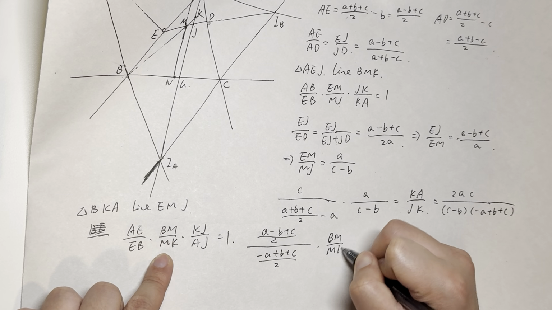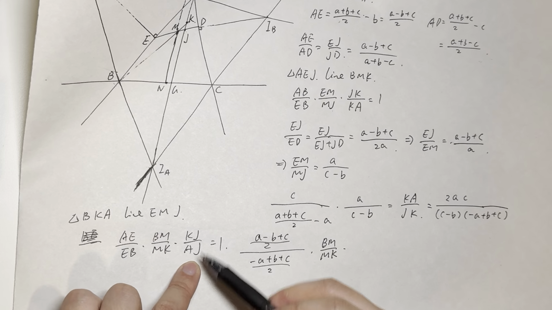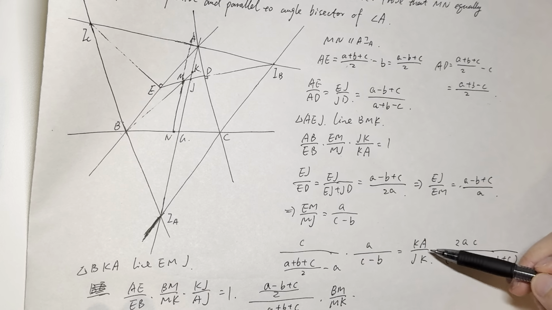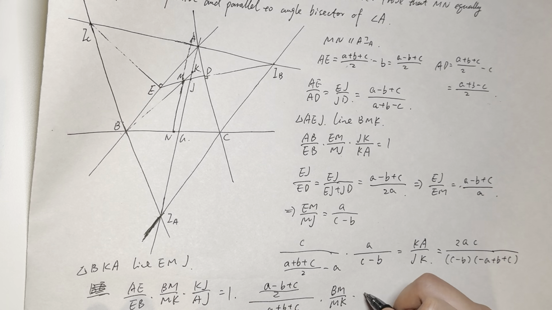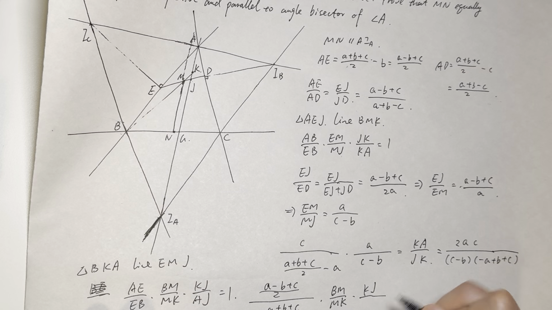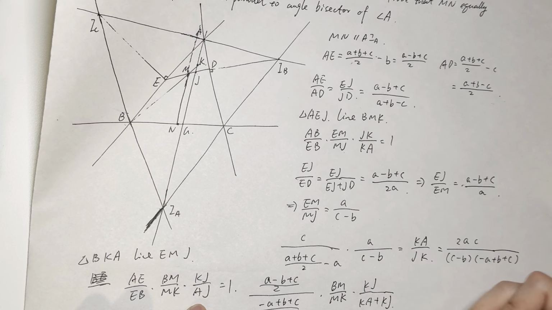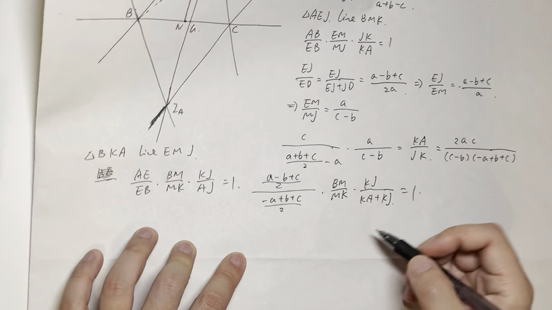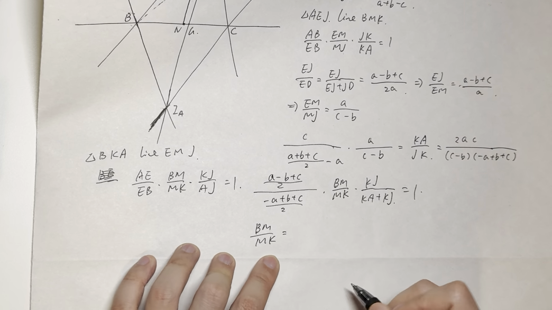BM to MK, that's the thing we're looking for, right? And times KJ to AJ. KJ to AJ: we already know KJ to KA. So KJ to AJ equals KJ to KA plus KJ, right? KA plus KJ, that is AJ. Okay, it equals 1. Now we do the calculation. So that means BM to MK equals 2.